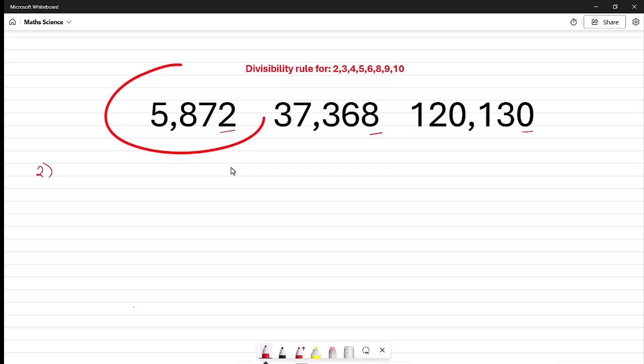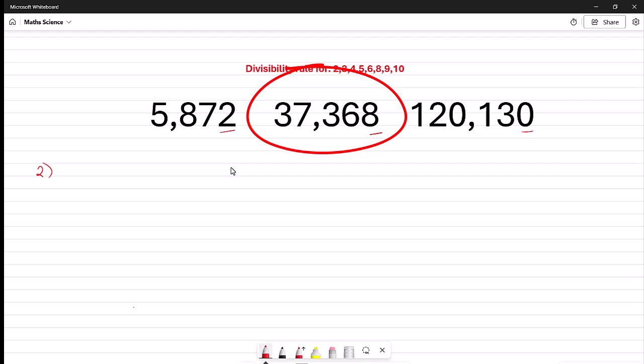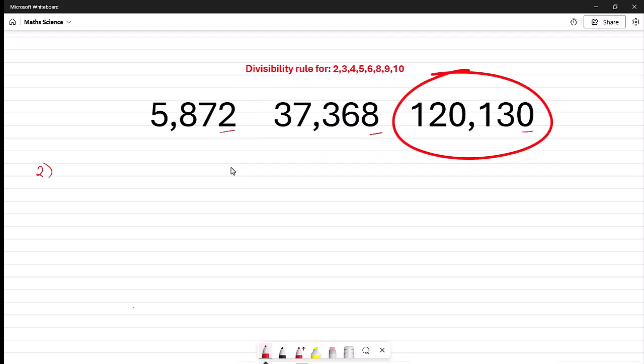So here, this is divisible by 2 because it's ending in 2, it's ending in 8, so this is also divisible by 2, and then this is also divisible by 2. So all of these numbers are divisible by 2. Okay? Now let's check if a number is divisible by 3.